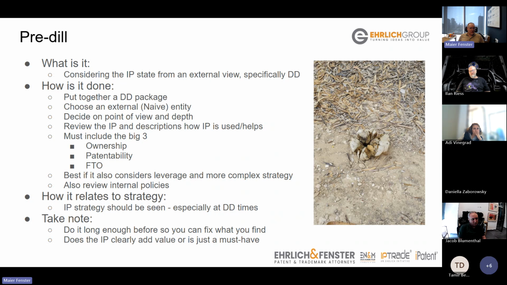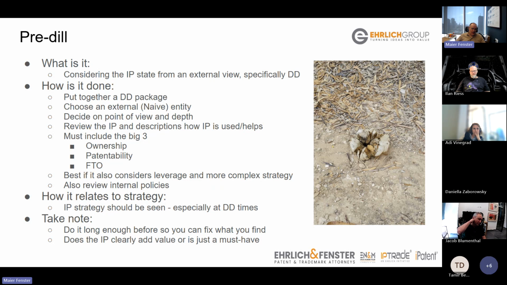You choose an external entity, it's the best way to do it, somebody naive to your company. You decide what point of view they should be taking. You know, investors that come look at your company, each one has a different point of view on what they want to see in IP and how important it is and what the deal looks like and so on. You review the IP and you also review descriptions, which hopefully you can provide, of how the IP is used or how the IP helps the company.